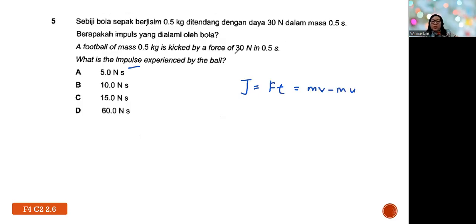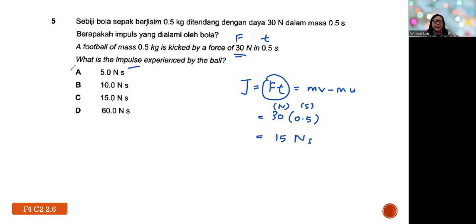So the given quantities here are force and also time, so we will use this formula instead of change in momentum. Before you start, always check whether all the quantities are in SI units or not. They are in Newton and seconds, so it's correct. Then you can straight away sub into the equation, and therefore your answer is 15. The unit for force is Newton and time is second, so it's Newton second. So the answer is C.